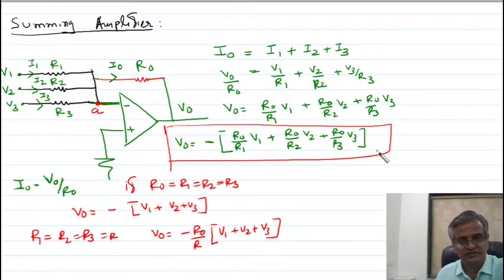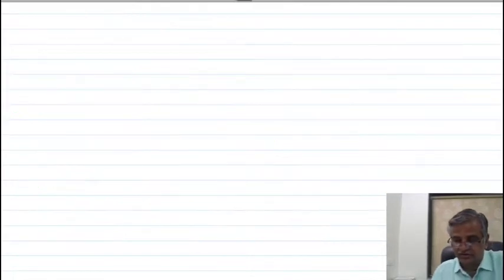Remember this equation. If RO is equal to R1 is equal to R2 is equal to R3, you can write this equation. If R1 is equal to R2 is equal to R3 is equal to R, then you can write this equation. I think you understand this. Let us solve one important numerical. Listen to the numerical.